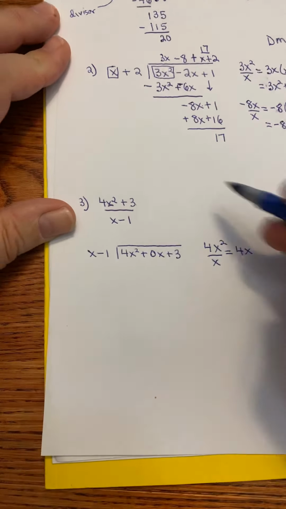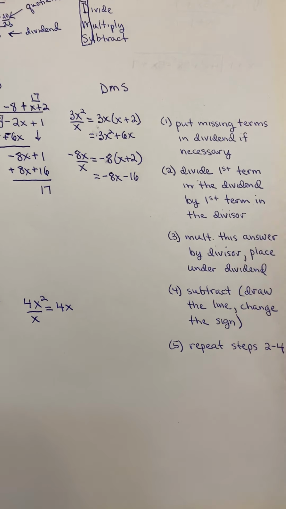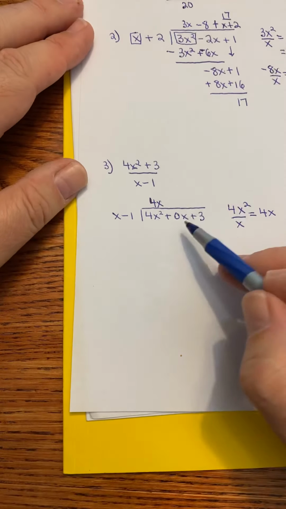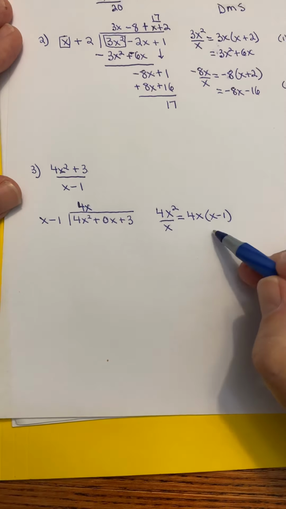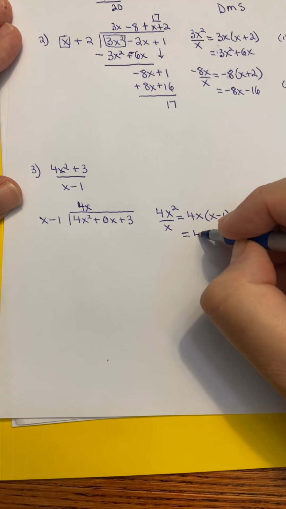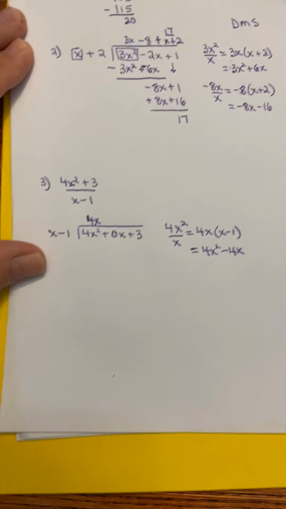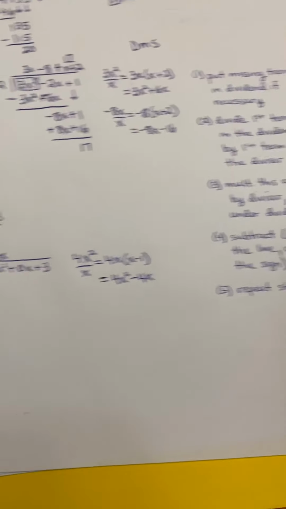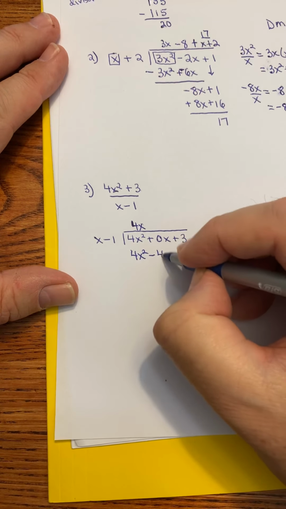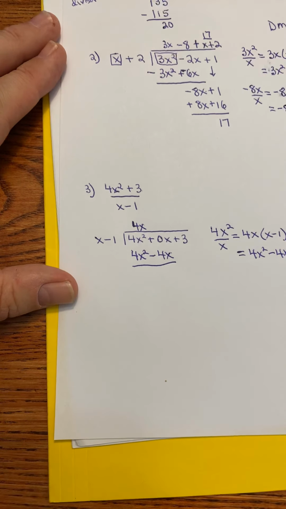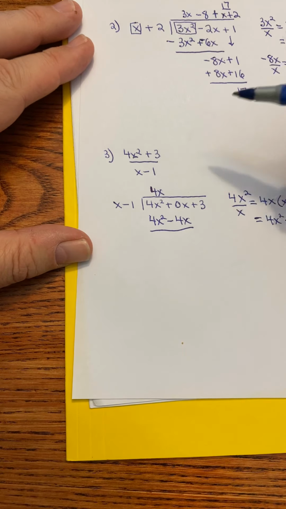Now I'm going to put this answer up here on top. And then I'm going to multiply this answer by the divisor. So my divisor, which is x minus 1, I'm going to move that over, multiply by x minus 1. So I get 4x squared minus 4x, and place under the dividend. The reason why I put in that missing term is now I have like terms lined up. If I didn't, the 3 would be here, and they're not like terms.